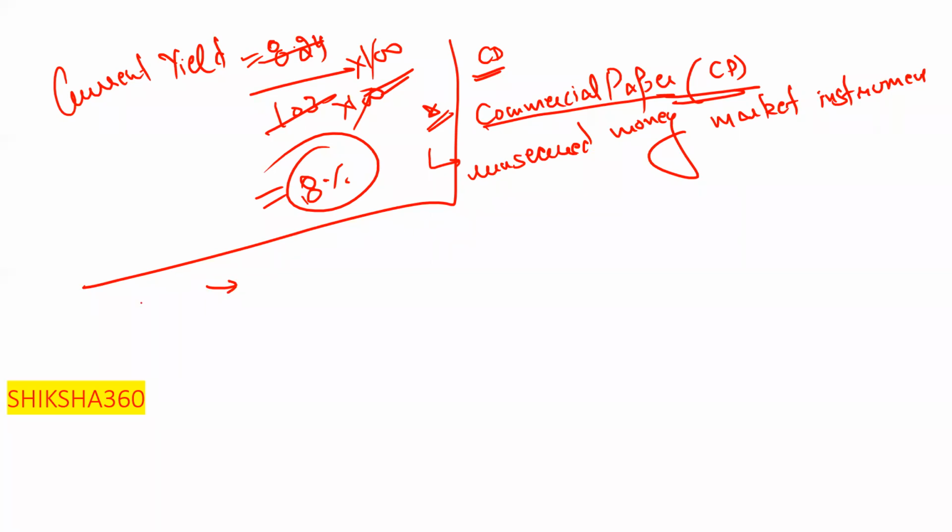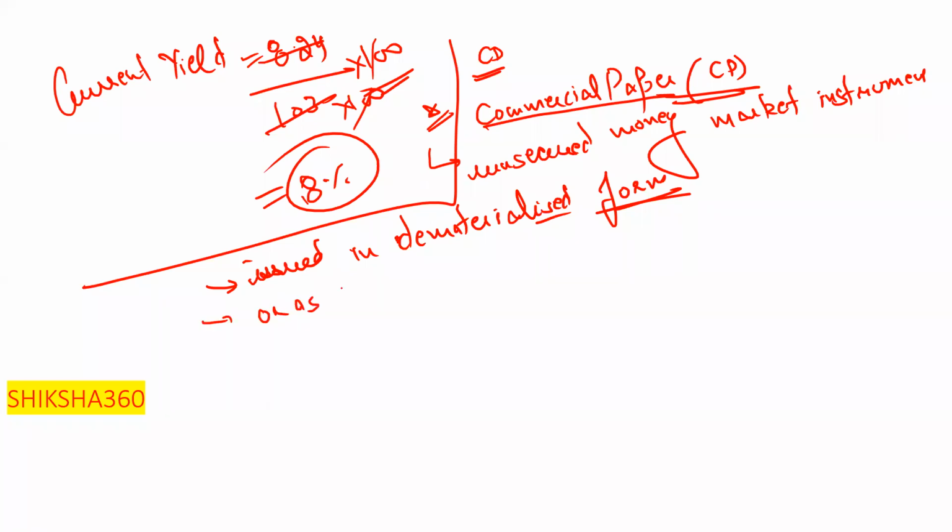Second point: in which form is it issued? It is issued in dematerialized form, or as a usance promissory note. Basically, issued in dematerialized form, in the form of a promissory note.